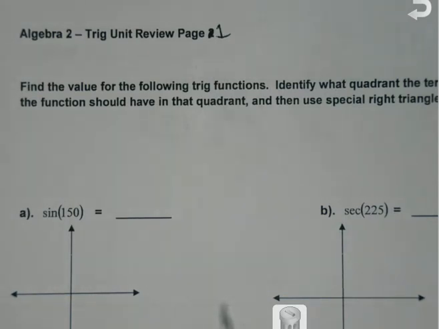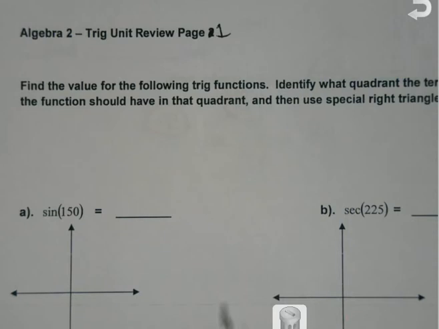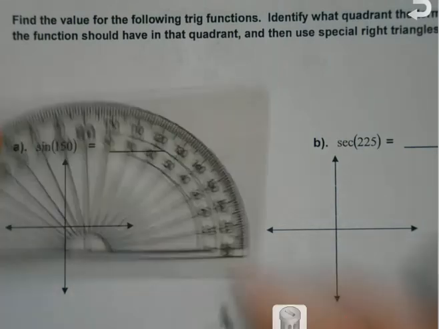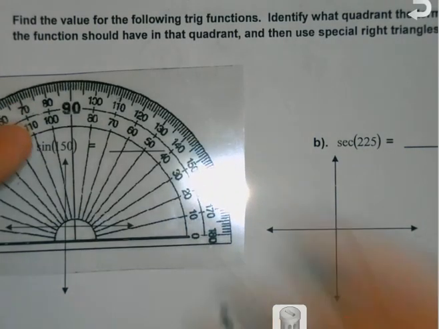So I look and I go, okay, find the value for the following trig functions. Identify what quadrant the terminal side's in, what sign it should have, and use special right triangles to find the value. Okay, so let's say we're doing A. Sine of 150. It would be helpful to actually graph the angle.